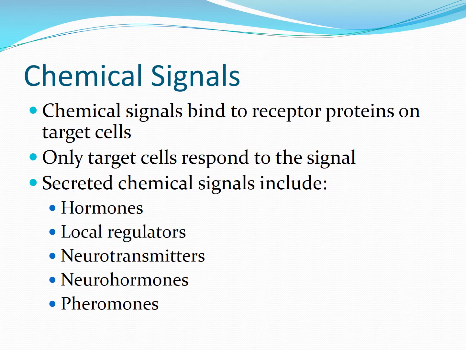And so there's a couple different examples of signal molecules. There's hormones, local regulators, neurotransmitters, neurohormones, and then pheromones. And we're going to look at each of these individually.